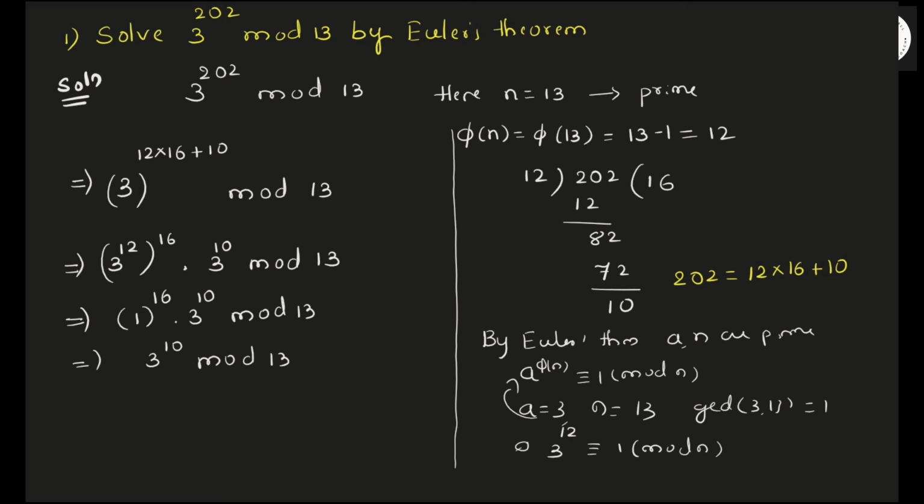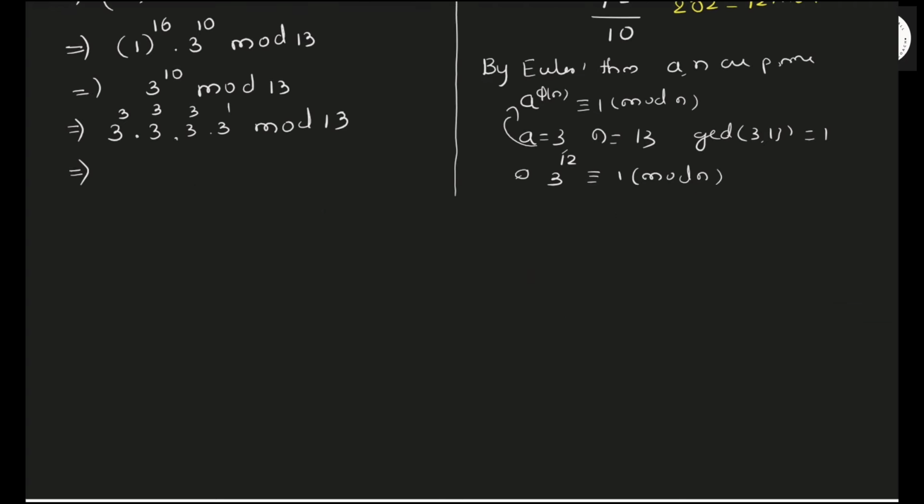Now, how can we write 3 raised to 10? It can be written as 3 raised to 3 into 3 raised to 3 into 3 raised to 3 into 3 raised to 1, mod 13. That is 3 plus 3 plus 3 plus 1; 3 plus 3 is 6, plus 3 is 9, plus 1 is 10. Understood? Now, 3 raised to 3 is what? 3 squared is 9, and 9 into 3 is 27.